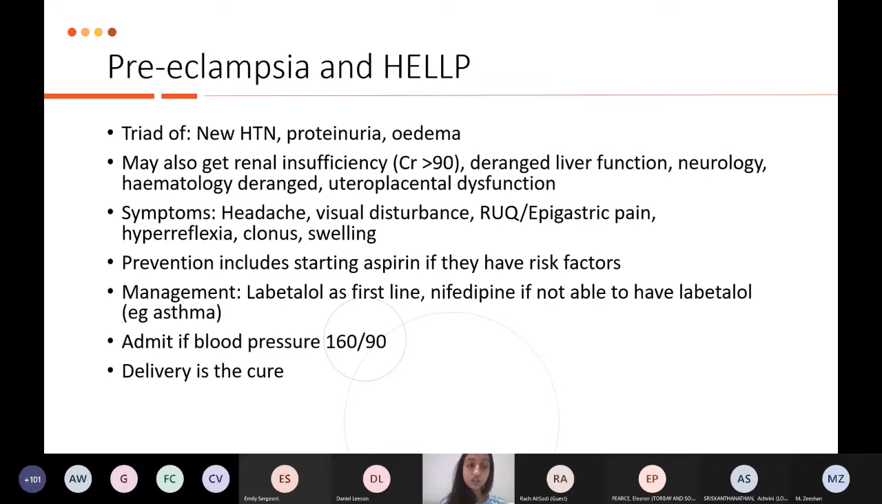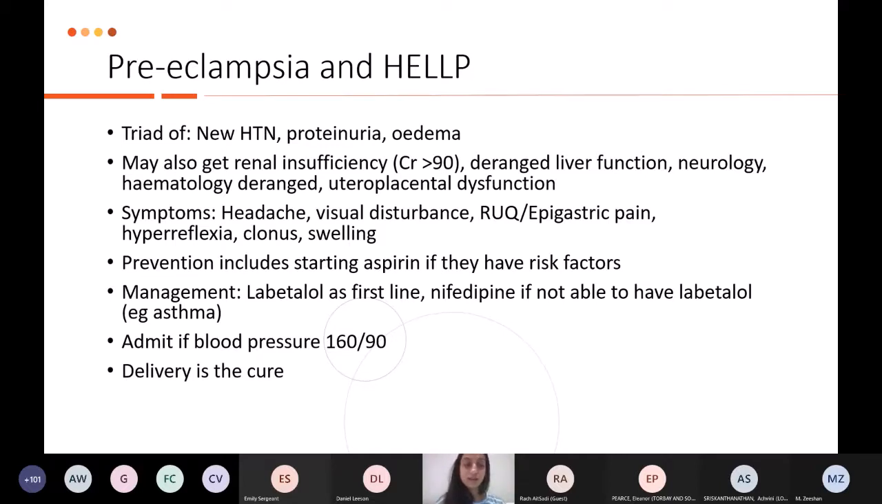In terms of neurology, women might present with headaches, visual disturbance. They might say they've got some pain in the epigastric area or the right upper quadrant. When you examine them, you would definitely check their reflexes. They tend to be hyperreflexive. They may have signs of clonus, and you may see swelling in their legs, hands or feet. In extremis, some women might present having a complete seizure, and that is what you would call eclampsia, which is basically having a seizure in pregnancy due to the process of preeclampsia.